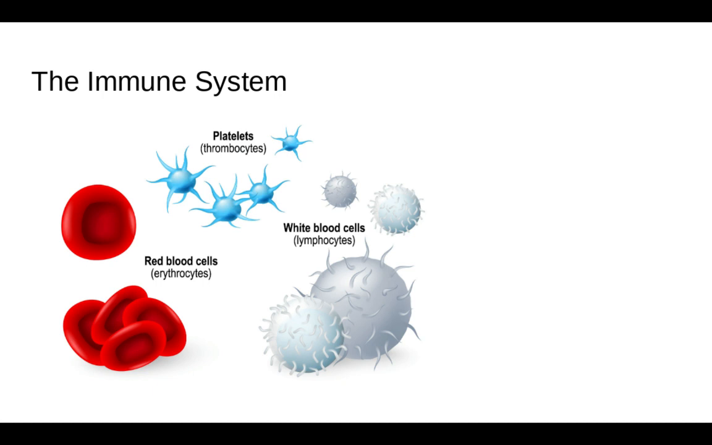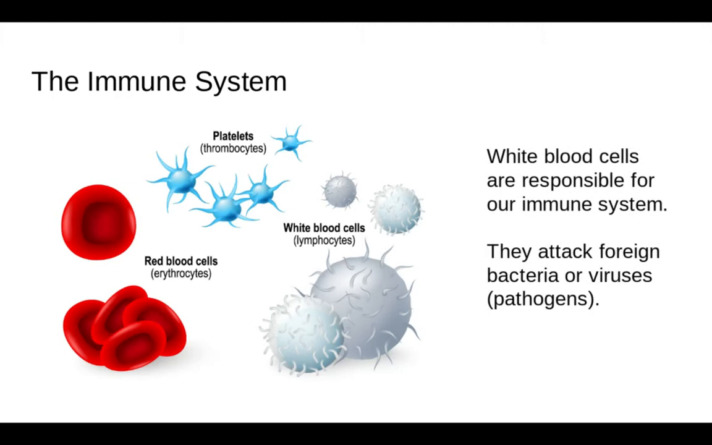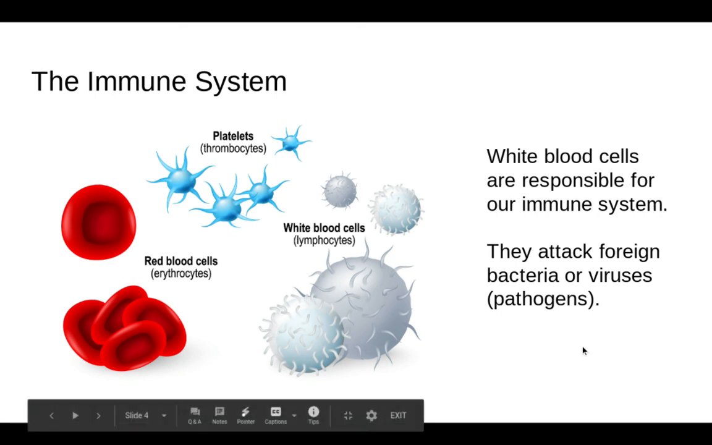The final part, which is the most important part today, are the white blood cells, okay? White blood cells are responsible for our immune system. They attack foreign bacteria or viruses. If we talk about bacteria or viruses from outside of the body, we call them pathogens, okay? So coronavirus is a pathogen because it is coming from outside of the body.